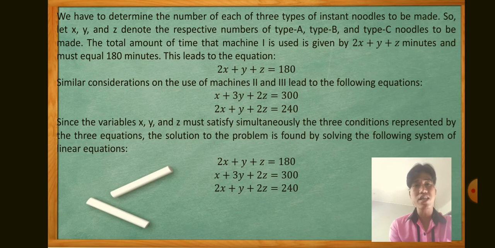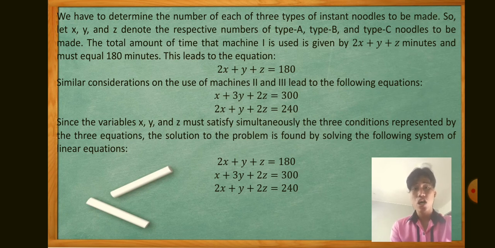So we have to determine the number of each of the 3 types of instant noodles to be made. Let x, y, and z denote the respective numbers of type A, type B, and type C noodles to be made. The total amount of time that machine 1 is used is given by 2x plus y plus z minutes and must equal 180 minutes. This leads to the equation 2x plus y plus z.